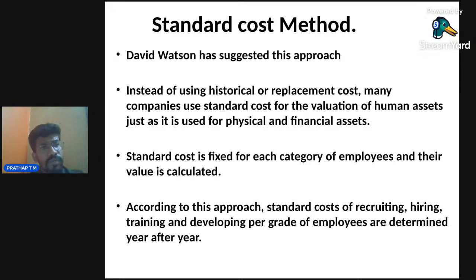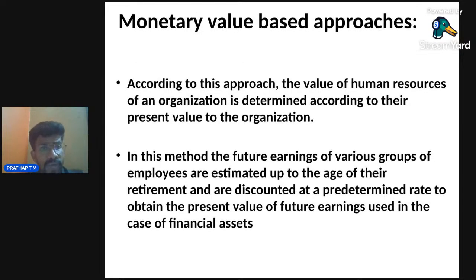So these are the four different methods used for determining the value of human resources based on historical cost. The next approach we are moving to is the monetary value based approaches. We all are aware that the historical cost method does not fetch the right or reliable value of human resources. For that reason we move on to monetary value based approaches.